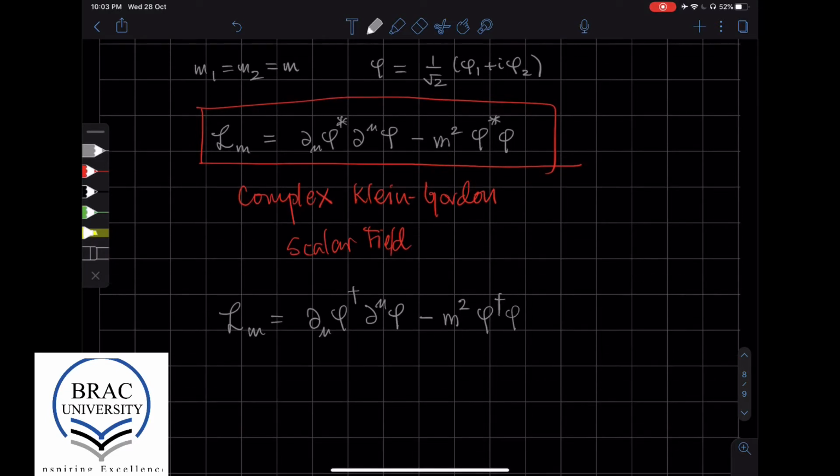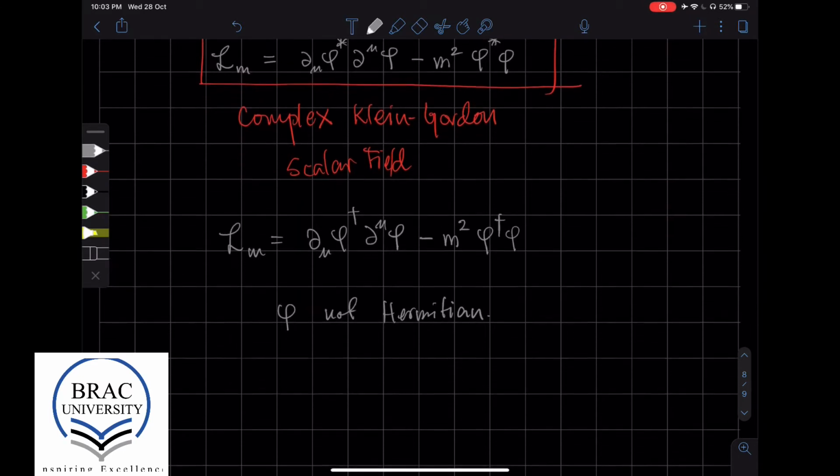Now, note that phi is not a Hermitian operator. This is not Hermitian. In quantum field theory, we are mostly used to Hermitian operators. So rest assured that all the observables that you can make out of the theory are going to be Hermitian. There will be a combination of phi and phi dagger in such a way that the result is Hermitian.